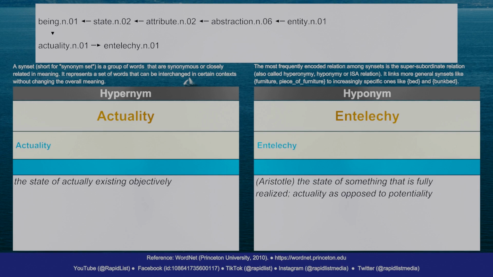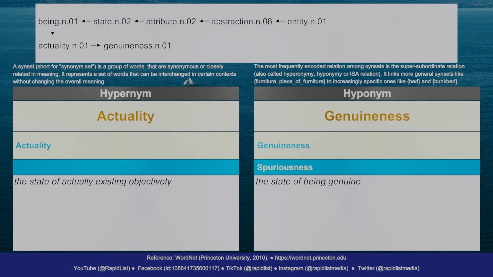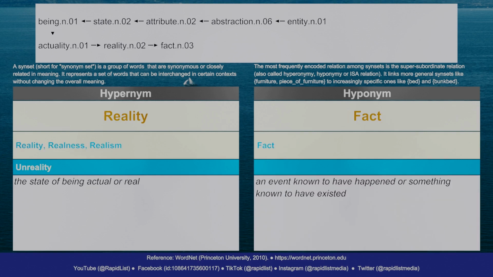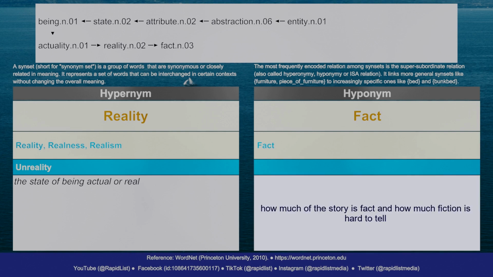Entelechy. Aristotle, the state of something that is fully realized, actuality as opposed to potentiality. Genuineness. The state of being genuine. Reality. The state of being actual or real. The reality of his situation slowly dawned on him. Fact. An event known to have happened or something known to have existed. How much of the story is fact and how much fiction is hard to tell.